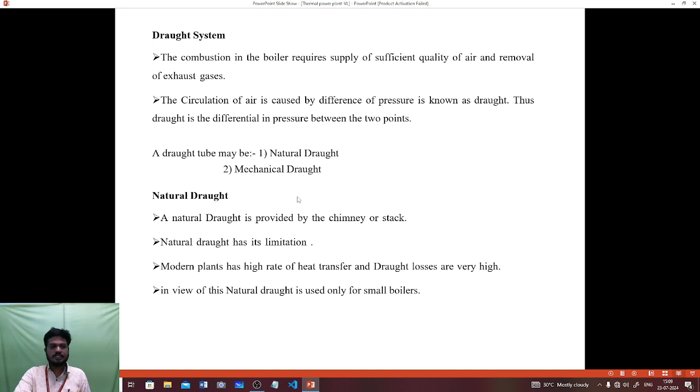Next, we are going to see about the draft system. In this draft system, the combustion in the boiler requires sufficient quantity of fuel and quality of air and removal of excess gas. The circulation of air caused by a difference of pressure is known as draft. This draft is the differential pressure between 2 points. Draft may be natural draft or mechanical draft. A natural draft is provided by a chimney or stack. A natural draft has a limitation. Modern plants have high rates of heat transfer and draft losses are very high. In view of this, natural draft is used only for small boilers.